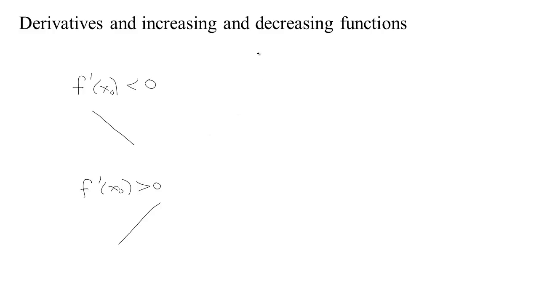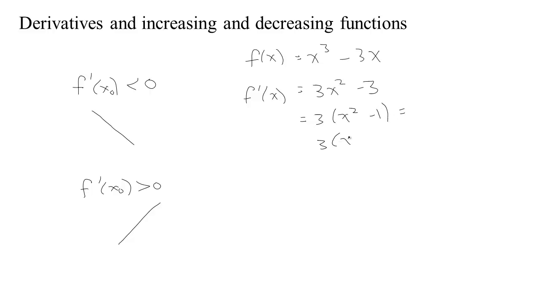So for example, if we had this function, f of x equals x cubed minus 3x, the derivative of this function is 3x squared minus 3. Now, we can see that that is 3 times x squared minus 1 if we do a little factoring, which is 3 times x minus 1 times x plus 1. And now we have the slope, and we have a lot of information about the graph.